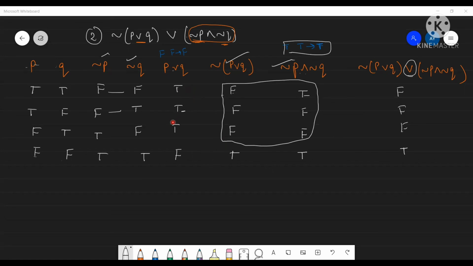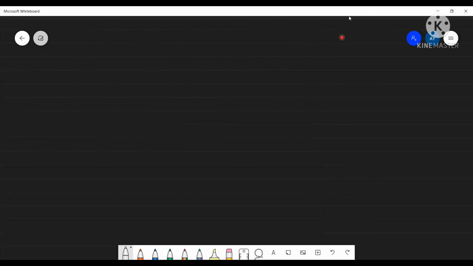Now moving on to the logical equivalence truth table. Let us just make this table.